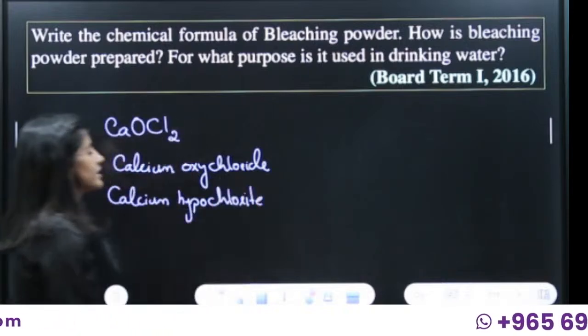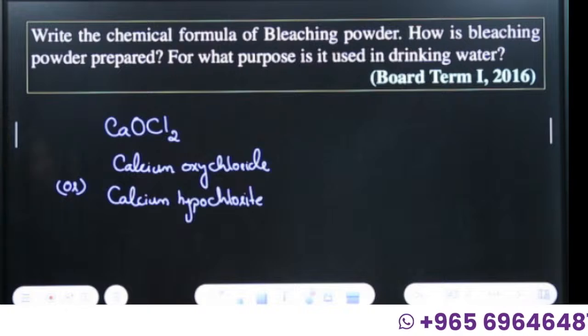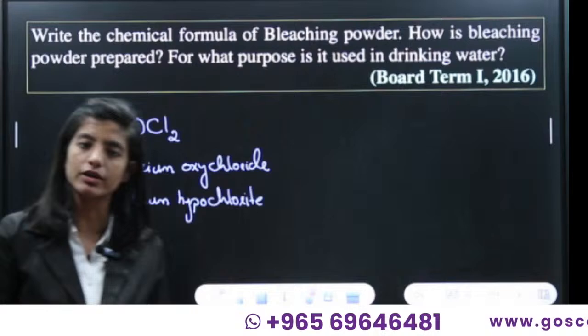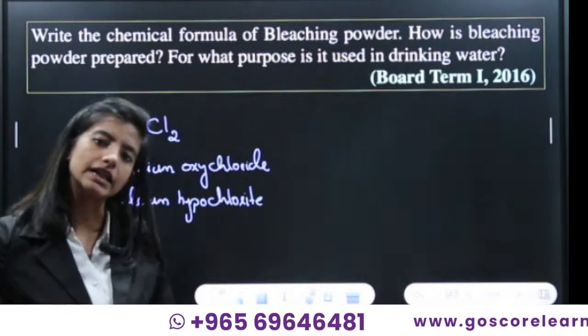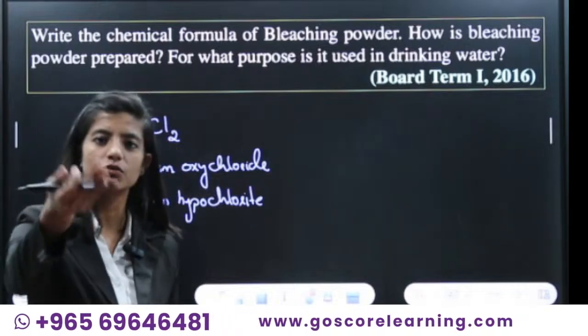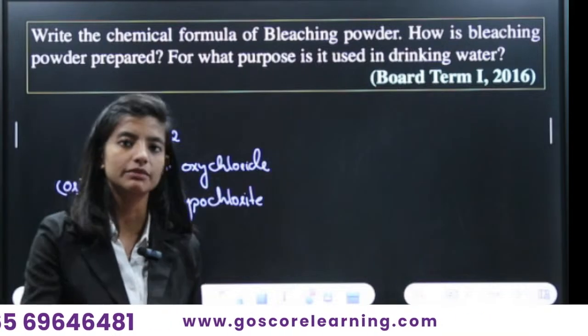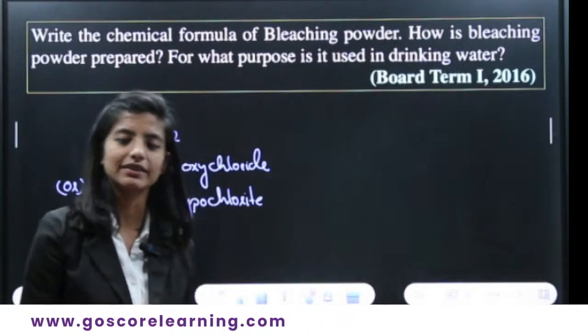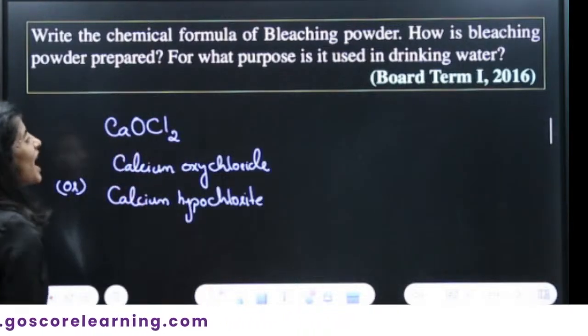Okay, calcium hypochlorite or calcium oxychloride is the chemical name that you can give for the bleaching powder. So if anyone is asking for the bleaching powder, you have to say, give me some calcium oxychloride, or calcium hypochlorite. Let them know that we are studying chemistry. So that's calcium hypochlorite.